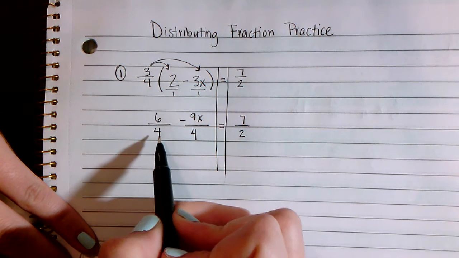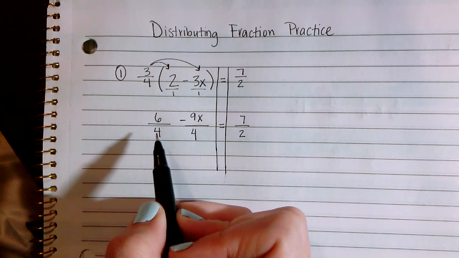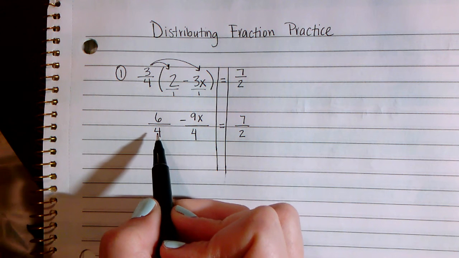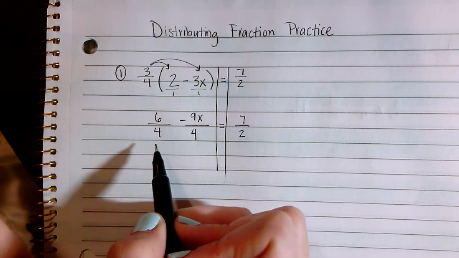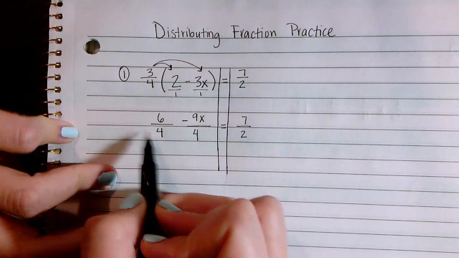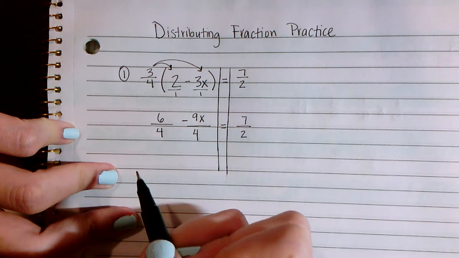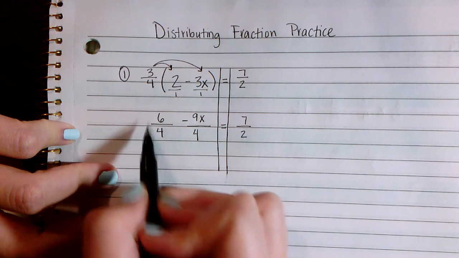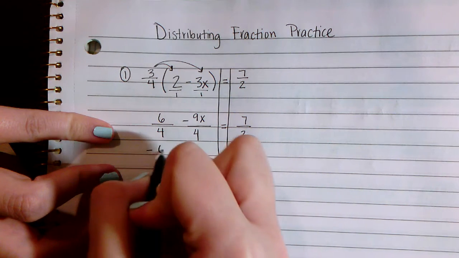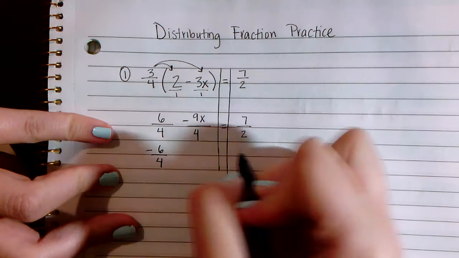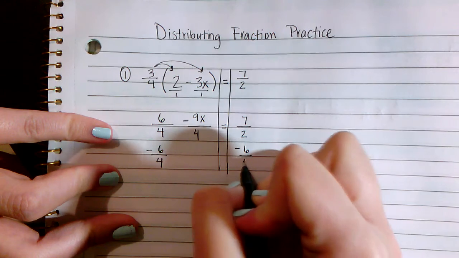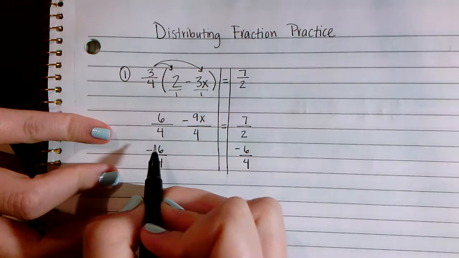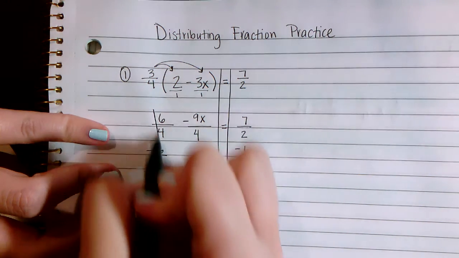So this 6/4 is a number. It's not a pretty number. It's not a perfect whole number, but it's a number. So we're going to get rid of it. I know that this is a positive number because there's no negative sign out in front of it. So the opposite of positive 6/4 is negative 6/4. So I'm going to subtract it away. And as always, what you do to one side, you do to the other side. So now that's gone.